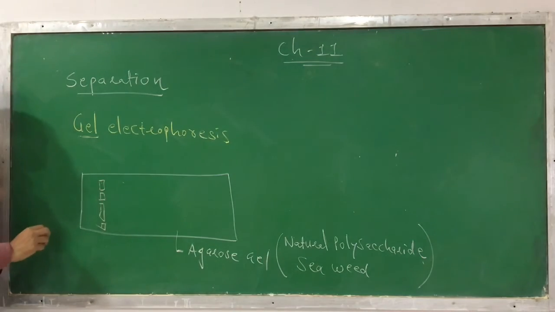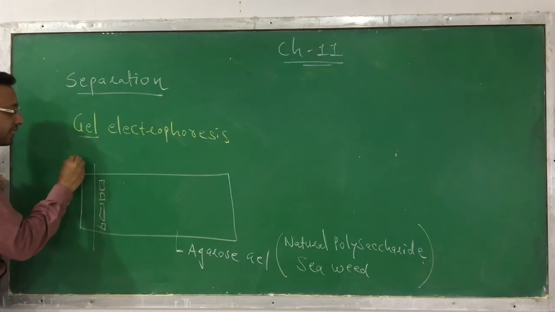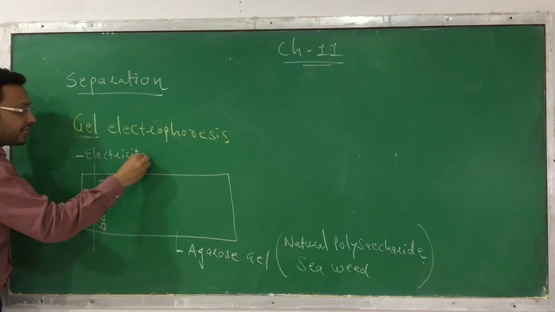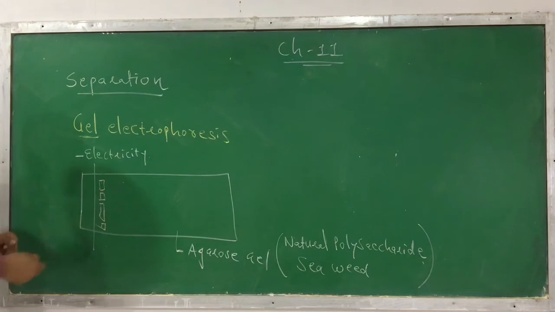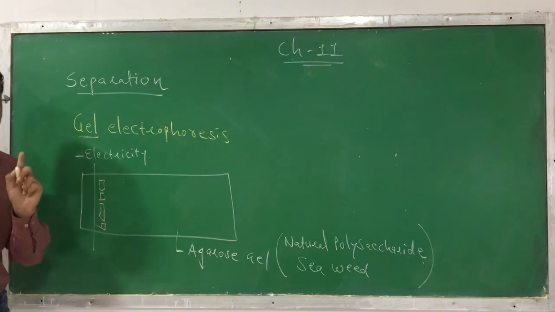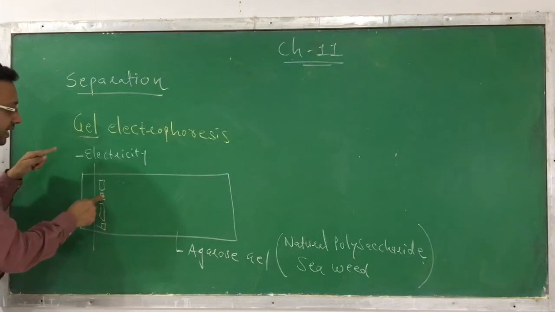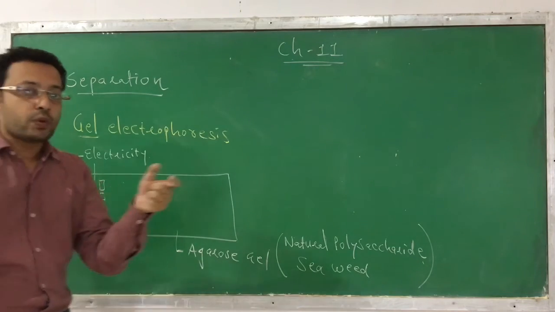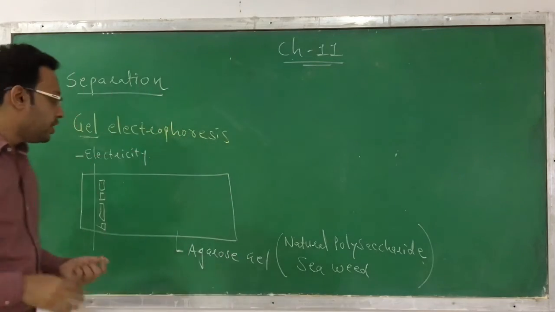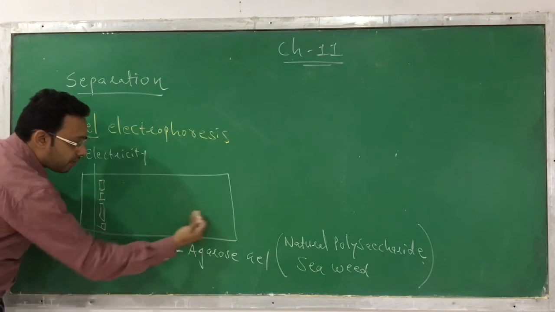DNA is negatively charged. You know that DNA is a negatively charged molecule. So here we are applying the current, electricity. And the electricity also has a negative charge. This DNA has a negative charge, and this electricity also has a negative charge. So we are applying a fixed current. Clear? So now what happens? What happens when two negative charges are present near each other? A repulsion force occurs. And due to this repulsion force, the molecules move ahead.